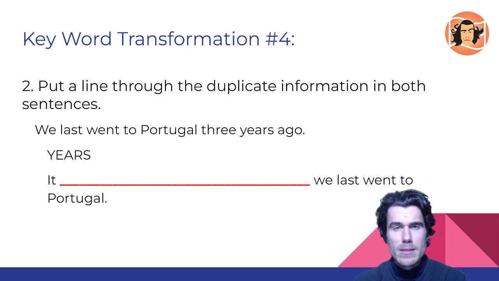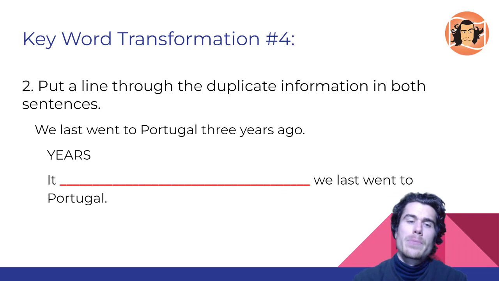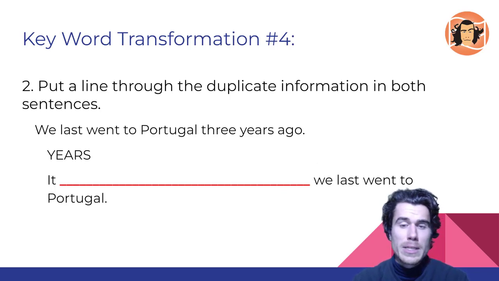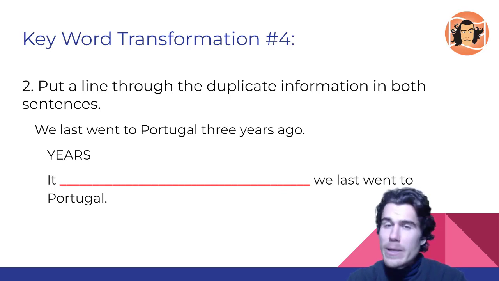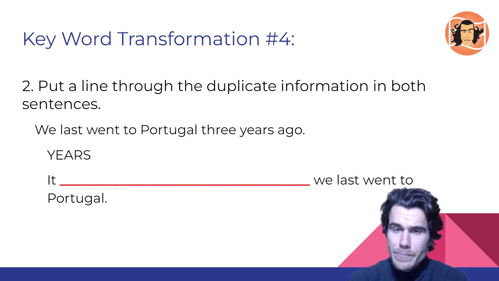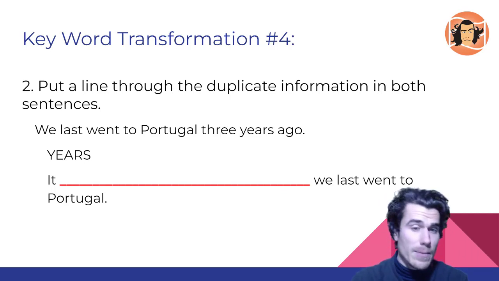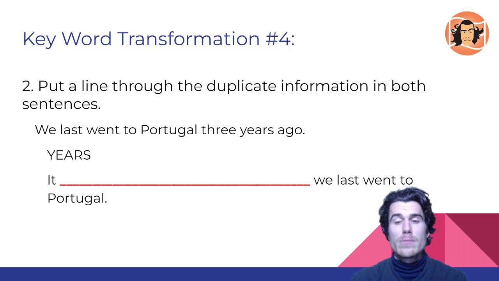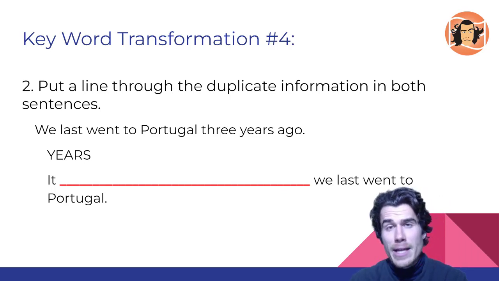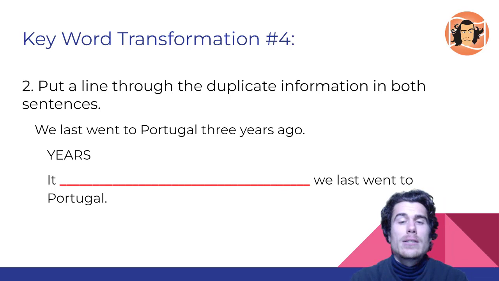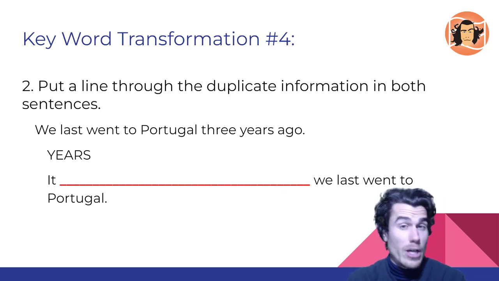Step 2 is to put a line through the duplicate information in both sentences. So if you haven't done so already, write down this question, the example sentence, the keyword, and the sentence with some missing information. Write them down on a piece of paper or on your computer, and put a line through the words which you find which are the same in the example sentence and in the sentence with the missing information. And when you've done that, press play on this video and we will look at the words which I put a line through.